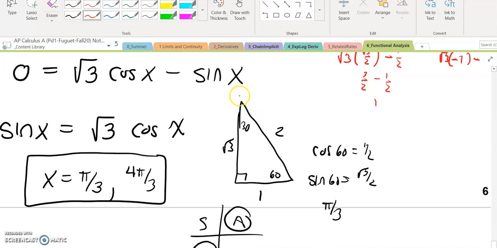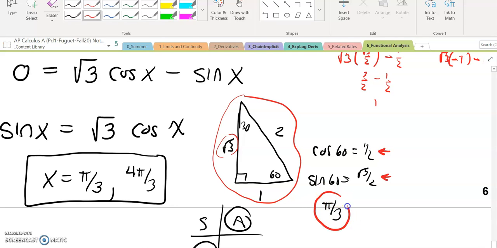So I drew my 30, 60, 90 triangle out here, and I say, well, if cosine of 60 is 1/2, which is true, if I multiply cosine of 60 by root 3, I would get root 3 over 2, which just so happens to be sine of 60. So I really was looking at the relationship of this root 3 in terms of coming up with my answer. I knew that cosine of 60 was 1/2, and sine of 60 was root 3 over 2, and they differ by a scalar factor of root 3. So it appears that our answer here is pi over 3. That gives me my first answer.